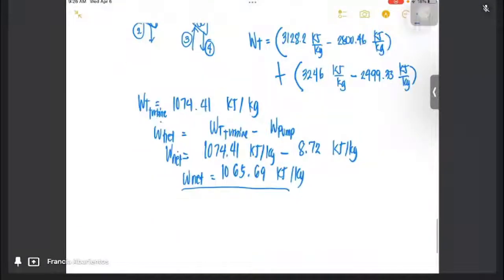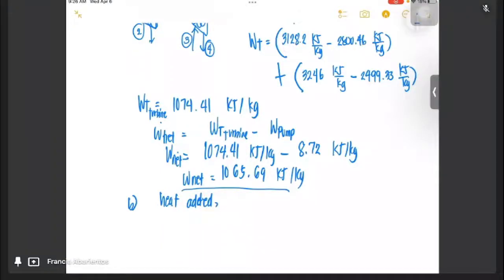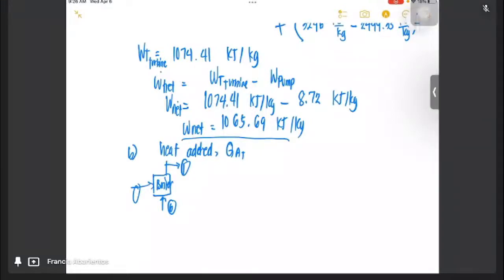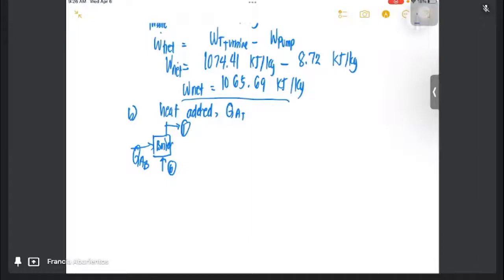Second, we need to compute the heat added. Everyone participates now. So, the total heat added. We have the boiler, entering at 6 and leaving at 1. You know that. That is the heat added by the boiler. And we also have the reheater, right? In the reheater, what is your entry? Entering at 2, leaving at 3. So this is our reheater. There is also heat added in the reheater.